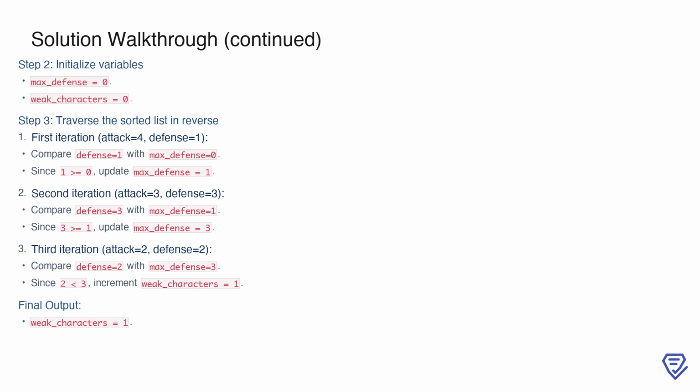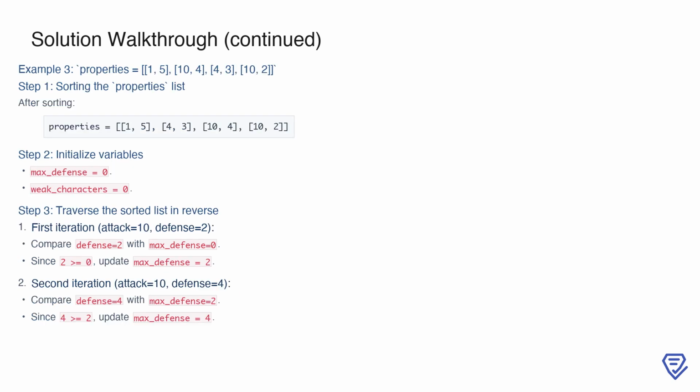max_defense to 3. Finally, in the third iteration, we look at the character with attack equals 2 and defense equals 2. This time, comparing its defense with max_defense equals 3, we observe that 2 is less than 3. This means the character is weak, so we increment weak_characters by 1. The final count of weak characters for this example is 1.